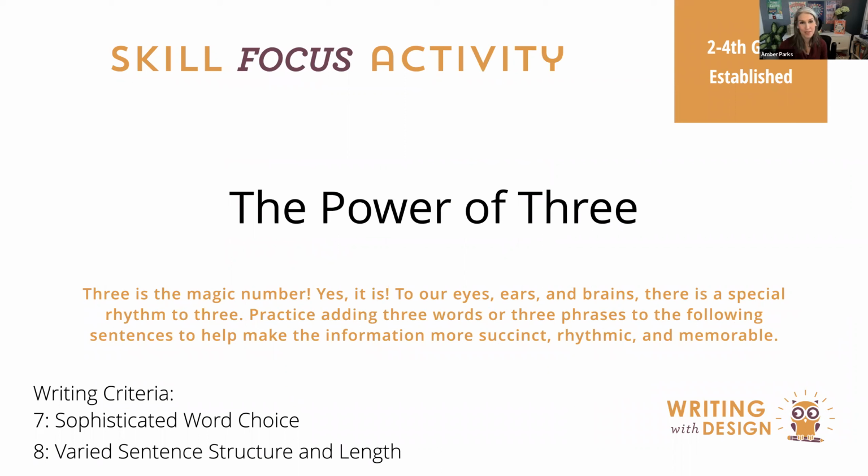This is one of my all-time favorite skill focus activities because there truly is a magic number. And when it comes to our eyes and our ears and our brains, 3 holds a very special place. It's called dynamic symmetry because we like our eyes and our ears really like odd numbers. They like 3s and 5s and 7s much more than 2s and 4s and 6s, right? So there's a couple 3s right in that sentence there. And so this is a really nice way of making sentences sound succinct, rhythmic, and memorable. There was another power of 3.